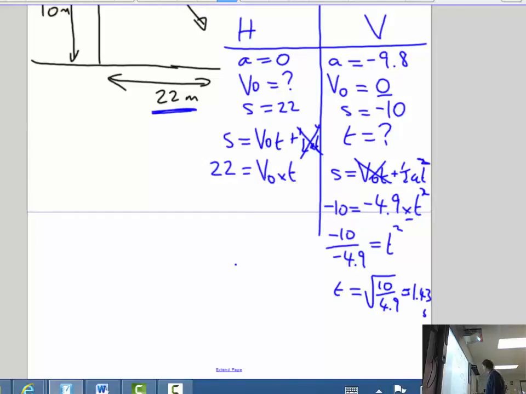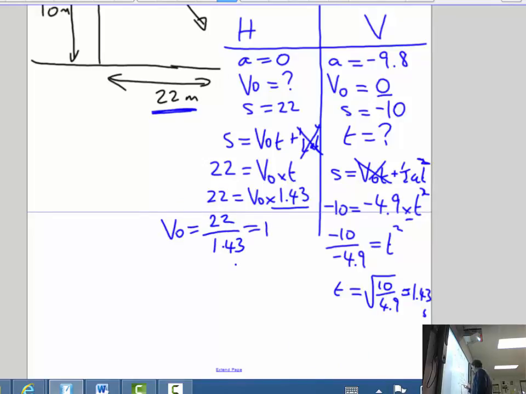Now, because time is a scalar quantity, we can put the time up here and finish this off. v0 times 1.43 seconds. To solve this, we're going to rearrange and get rid of the times by 1.43. So we're going to do 22 divided by 1.43, and that's going to tell us our v0. We're going to get about 15.4 metres per second for the car.